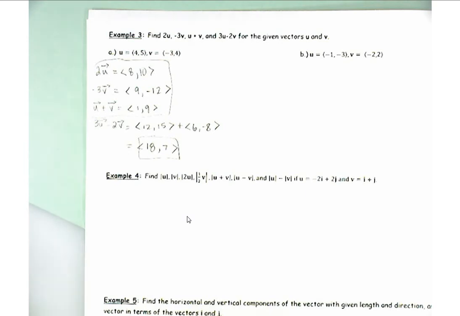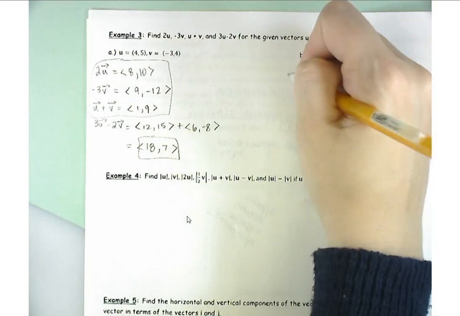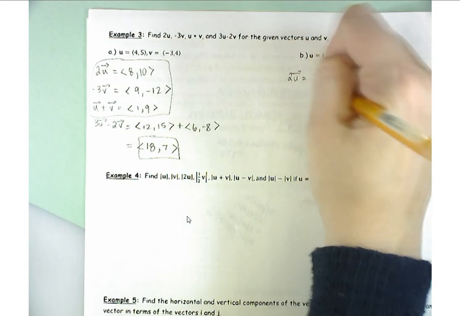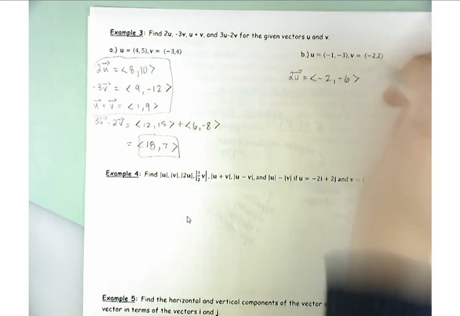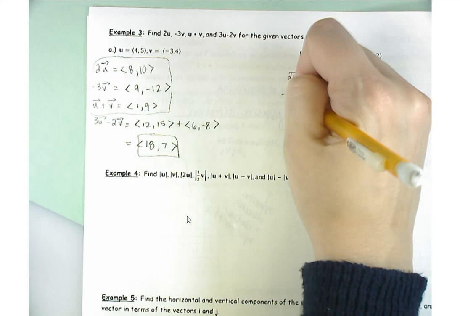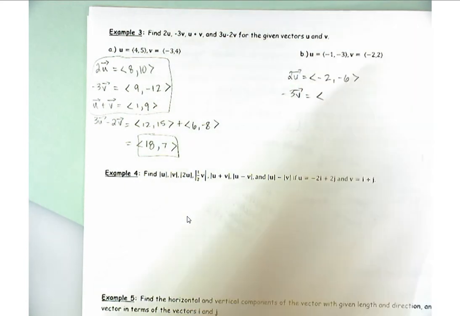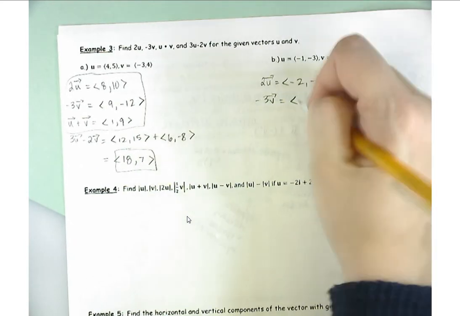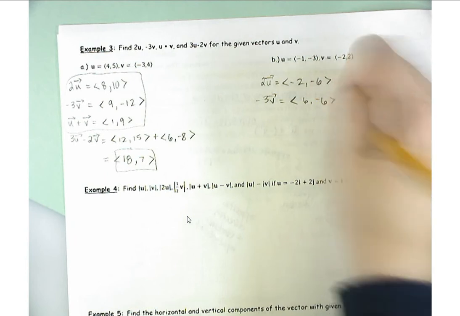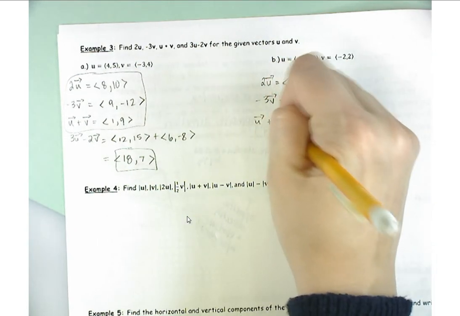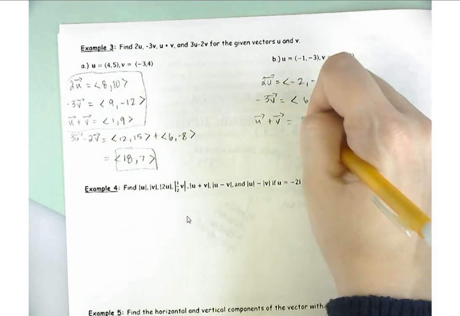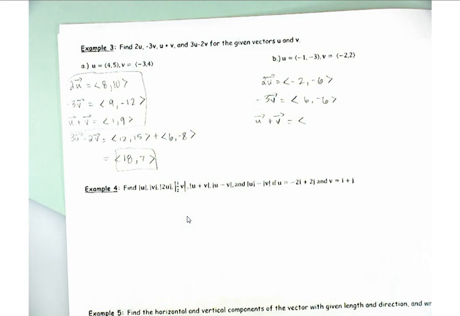Okay, so Mitch, what'd you get for 2u? -2, -6. Good. Okay, and then we have negative 3v. Sarah, what'd you get for that? 6, -6. Good. Okay, and then we have u plus v. Carmen, what'd you get for that? Good.